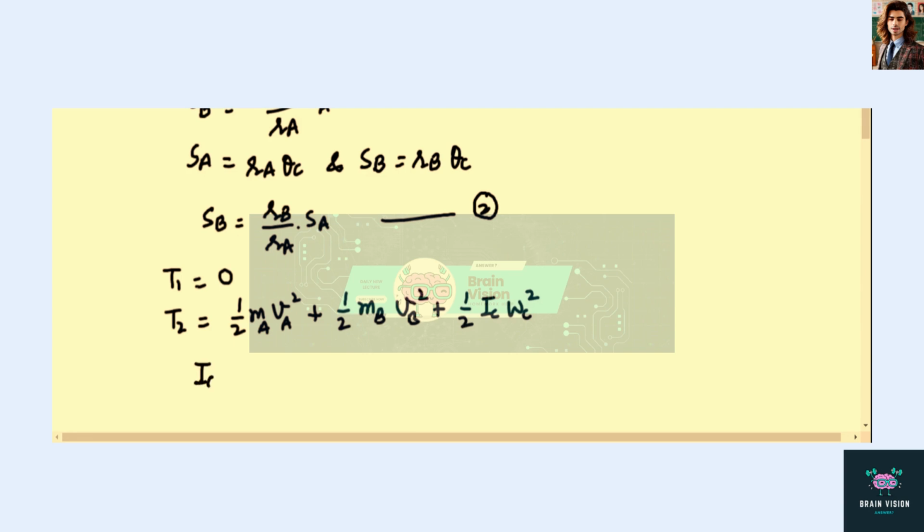So the moment of inertia of the pulley system is mass of the pulley into its radius of gyration squared. Mass of the pulley is 15 and radius of gyration about the centroid is 0.16. So it would be 0.384 kg meter square.